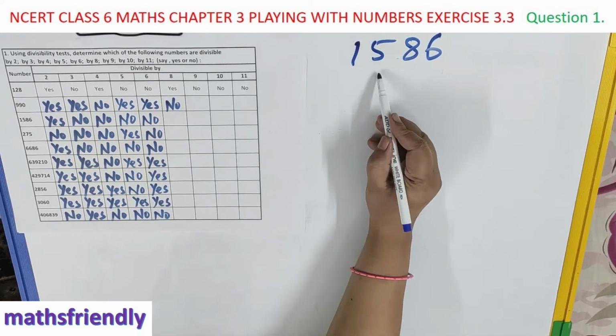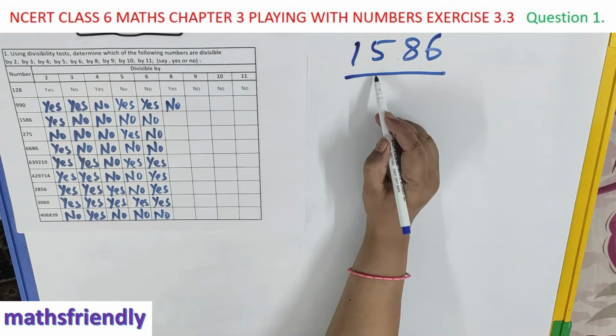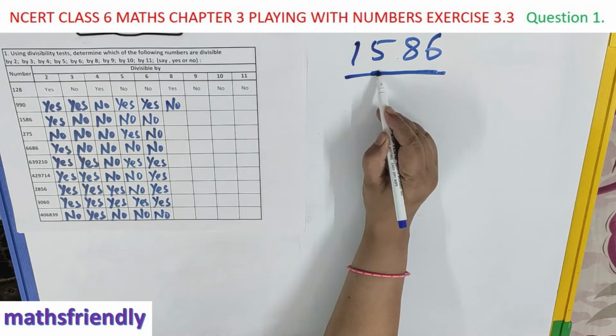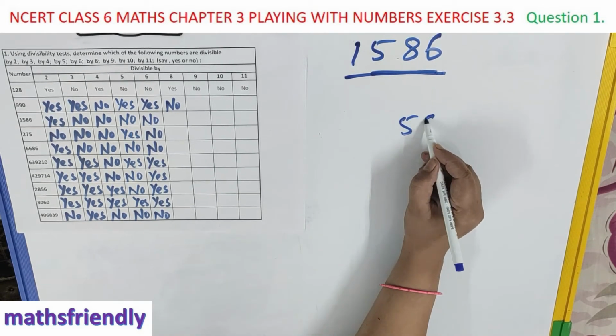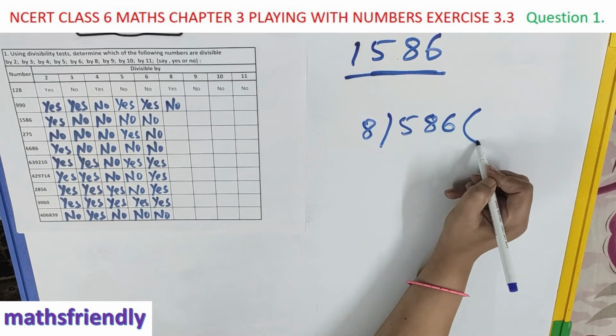1586. So what we have to do? We don't have to divide this complete number by 8. We have to only check the last 3 digits, whether the number found by the last 3 digits is divisible by 8 or not.